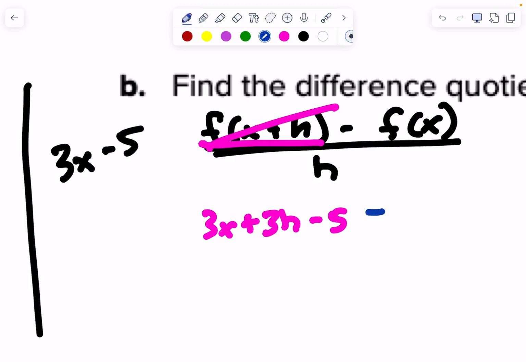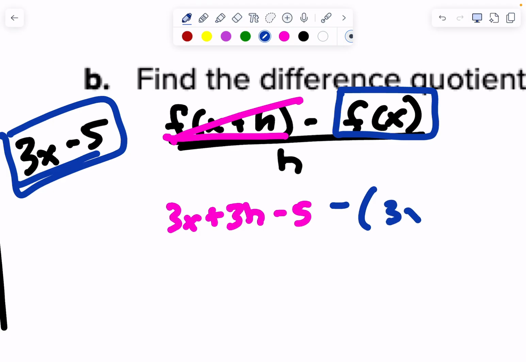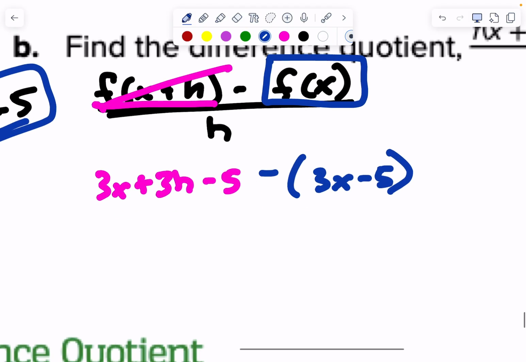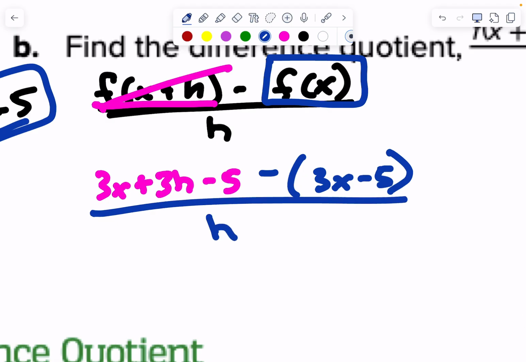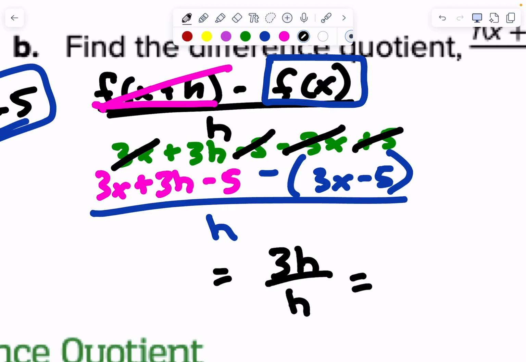But then they want minus f of x. What is f of x? F of x is 3x minus 5. So minus the quantity 3x minus 5, like this. Yeah, I'm doing it in baby steps, all over h. Okay, so we have 3x plus 3h minus 5 minus 3x plus 5. The 3x's cancel, the 5's cancel. So I have 3h over h, which is 3.